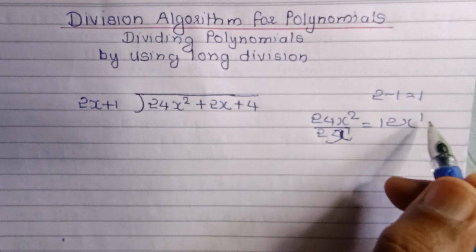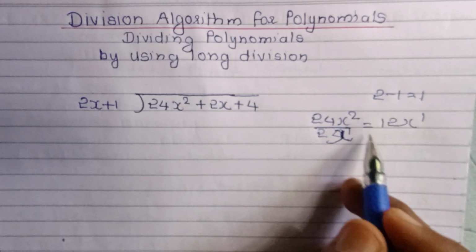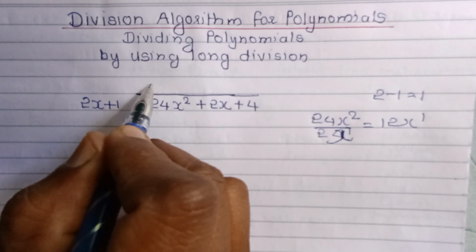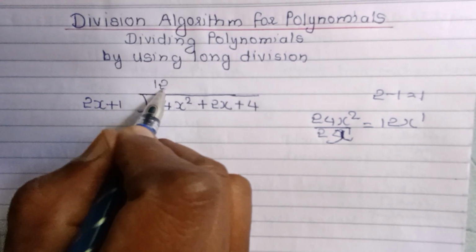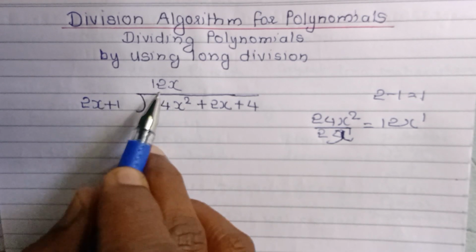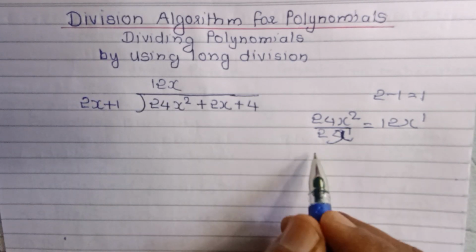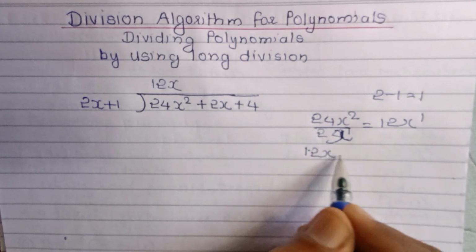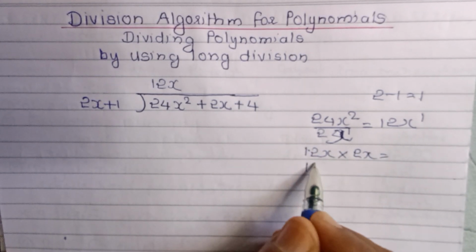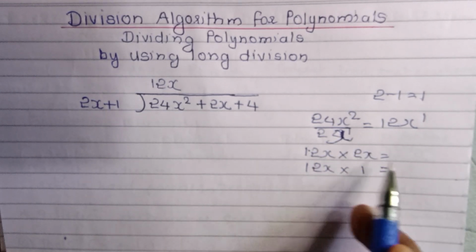Why have you written this degree 1? Because 2 minus 1 is 1. So 12x is the first term of the quotient, and you have to write 12x here. Next, you have to multiply this 12x by 2x and 12x by 1. Let me write here 12x multiplied by 2x, and 12x multiplied by 1.